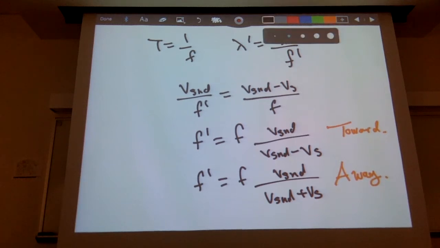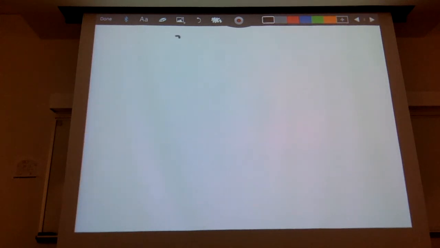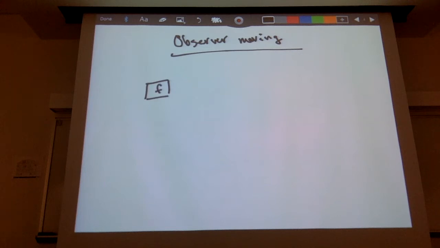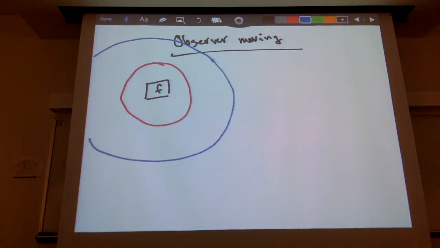Now, case number 2, when the observer is moving. So when the observer is moving, we have a source which is giving out a frequency which is fixed. So this is fixed in location. So this is going to give out one wave pulse, give out a second wave pulse, so that this distance here is going to be the wavelength. So now I'm going to have an observer here moving, say, toward the source with the velocity of the observer.